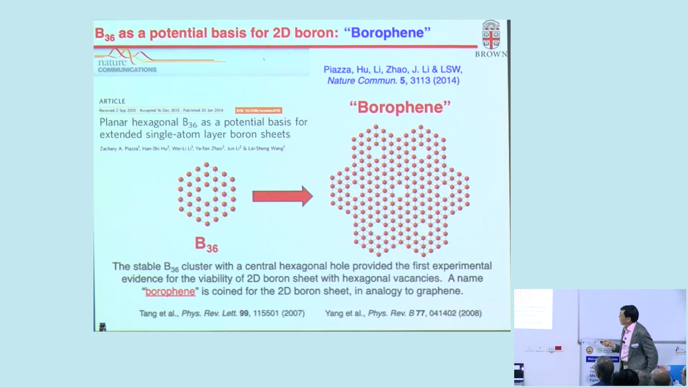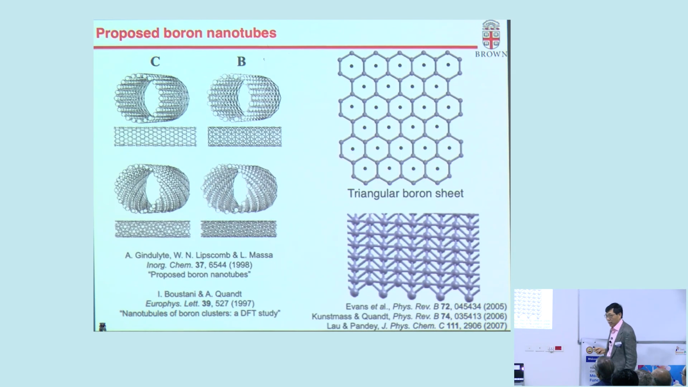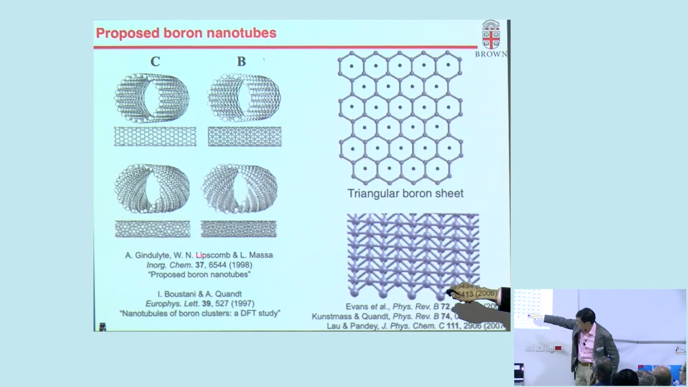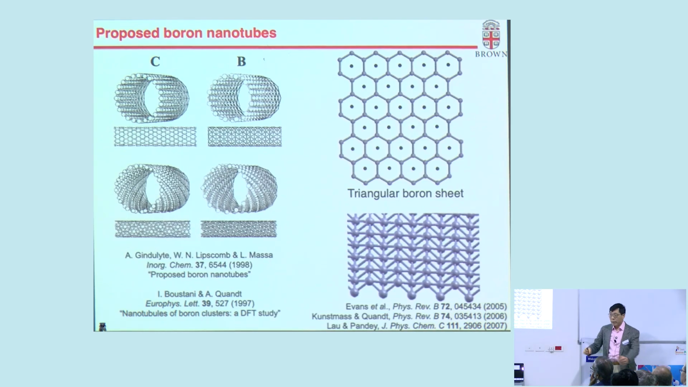So why do we think this is exciting? In fact, as soon as the carbon nanotube was discovered, there were proposals to make boron nanotubes. One of these papers was actually by Professor Lipscomb. These were simpler, hand-built structures. They were using a triangular lattice. What is a triangular lattice?